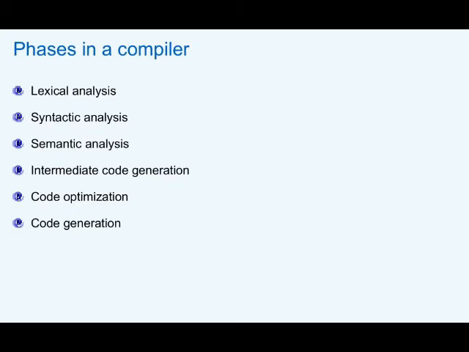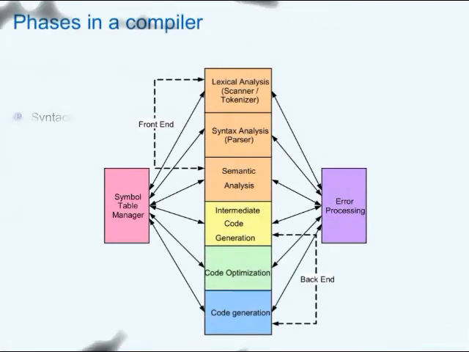And in all these phases you can see that there are two more supporting components available. One is the symbol table manager and another one is the error processing unit. Now let's have a look at all these phases in some more detail.